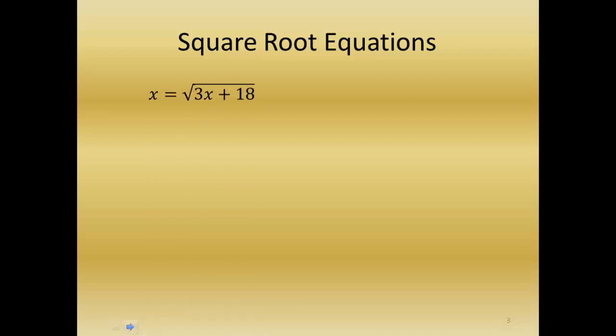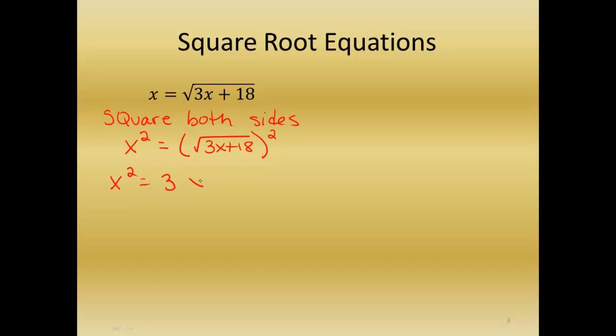And the first one says x equals square root of 3x plus 18. I have a square root I need to undo, so I am going to square both sides. The left side gets me x squared. The right side, I have the square root of 3x plus 18 squared. My square root and squares are inverses, so they're going to cancel out, leaving me with 3x plus 18.